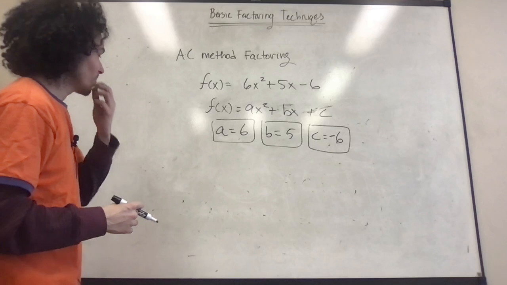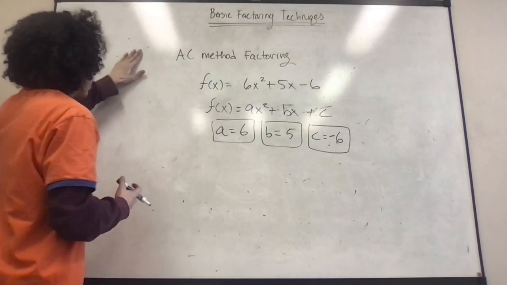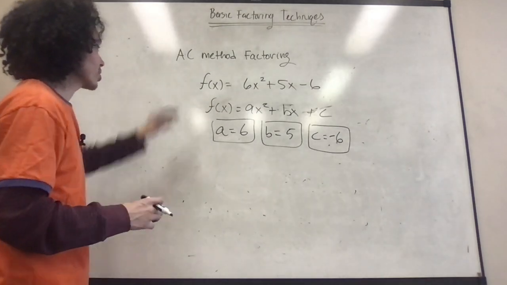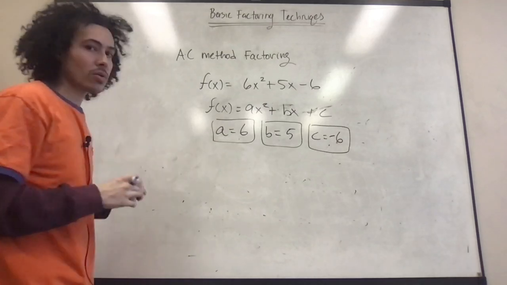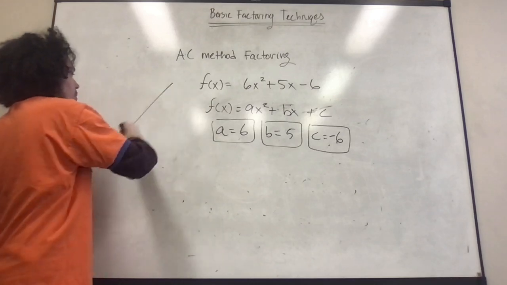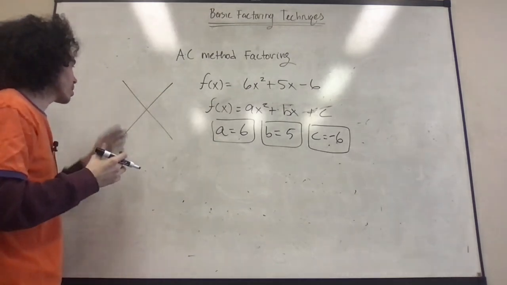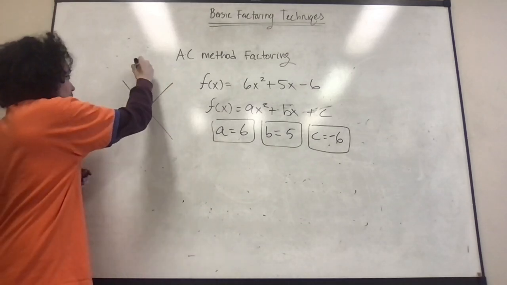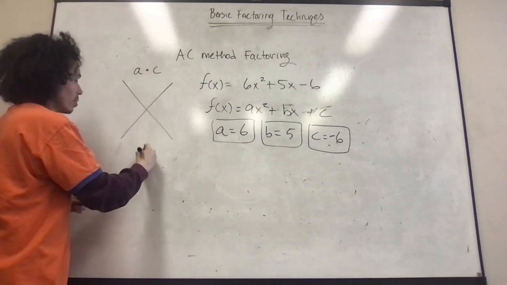Now for me, the interesting part of this algorithm is the part where you actually do the AC method. A good way to show this would be to start off with an x. This is a good way to get your brain to work on these problems. So you have your a times your c up top, and down the bottom you have your b.